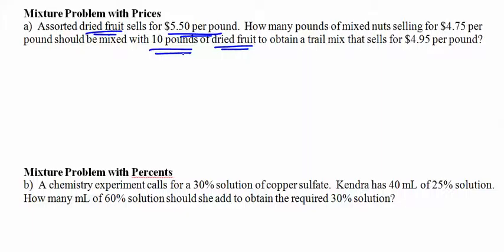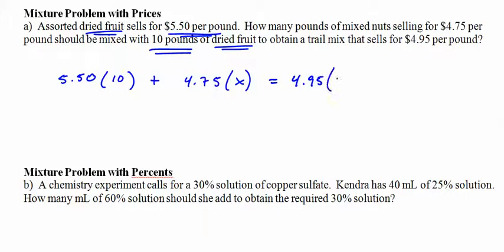So weighted average, 5.50 times 10 pounds gives me a cost. Plus, don't know how many pounds, $4.75 per pound. That gives me a cost equals $4.95 times 10 plus X.